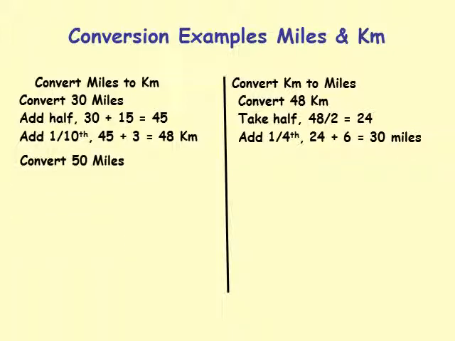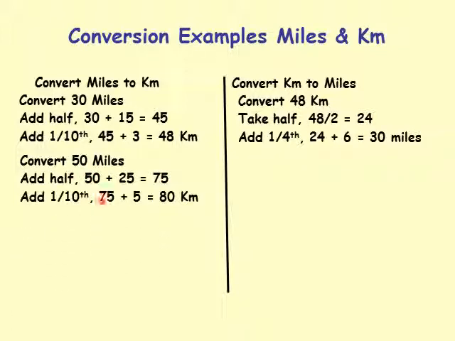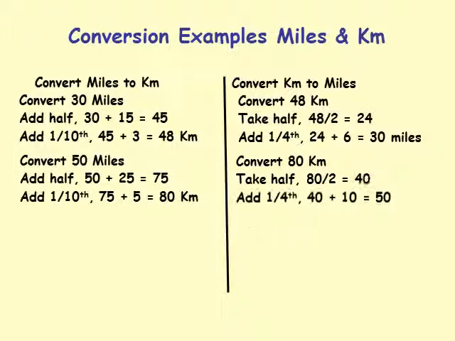Convert 50 miles. Add half, 25. 50 plus 25 is 75. Then add a tenth of the original. 75 plus 5 is 80 kilometers. 50 miles is equal to 80 kilometers. Let's convert them back. Convert 80 kilometers. Take a half, 40. Add a fourth of that number. 40 plus 10 is 50.